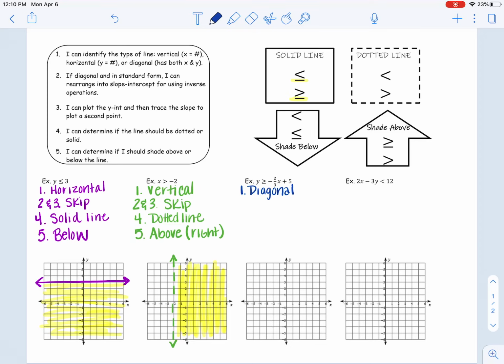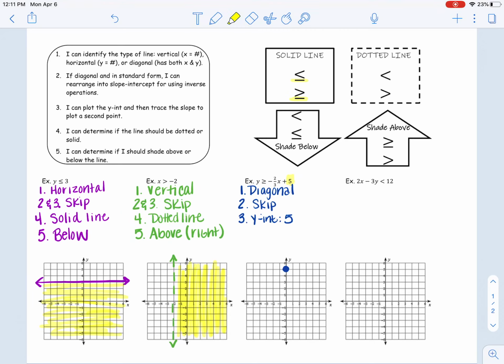Number 2, is the diagonal line in standard form? No, it's already in slope-intercept form, so we can skip this step. So we're going to skip the second step, and we're going right to the third. So we want to plot the y-intercept. Okay, so looking at this equation, remember the y-intercept is sitting in the B spot, so 5 is your y-intercept. And I'm going to go ahead and plot that on the y-axis.